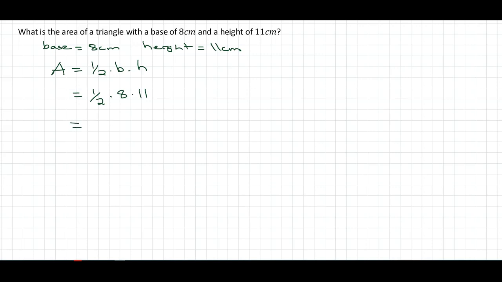And so we can now divide. So we have 2 is a factor of 8. So 8 divided by 2, we'd have 4. So therefore, we now have 4 by 11, which is going to give us 44. And the unit is going to be square centimeters. So the area of this triangle is 44 square centimeters.